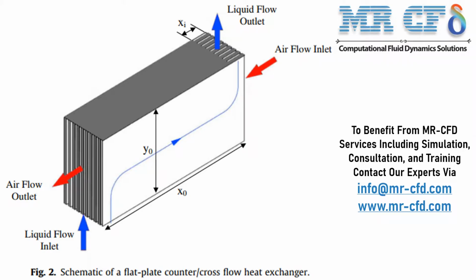As you can see in this slide, we have extracted Figure 2 of the paper, which shows a schematic of a flat plate counter cross-flow heat exchanger. This heat exchanger consists of two special flow channels. The airflow flows from one side of the central panel, and the flow of solution flows from the other side but in the opposite direction to the airflow.